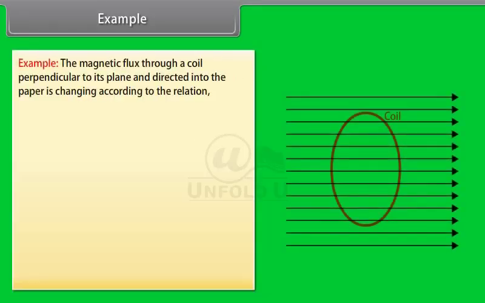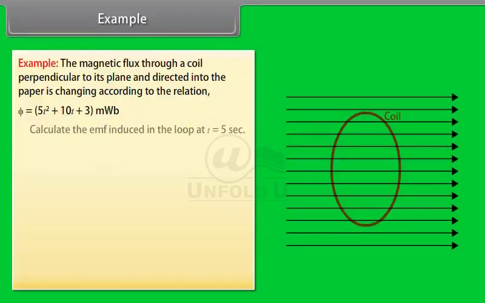The magnetic flux through a coil perpendicular to its plane and directed into the paper is changing according to the relation phi = 5t² + 10t + 3 milliweber. Calculate the EMF induced in the loop at t = 5 seconds.